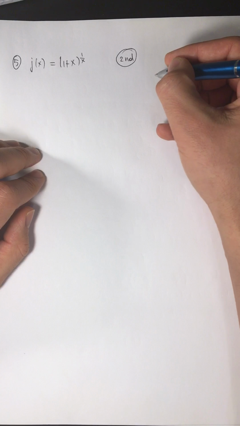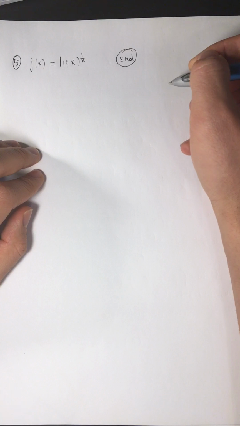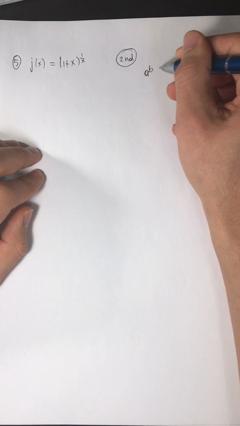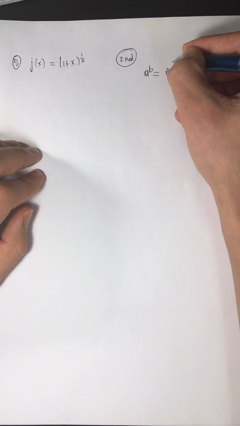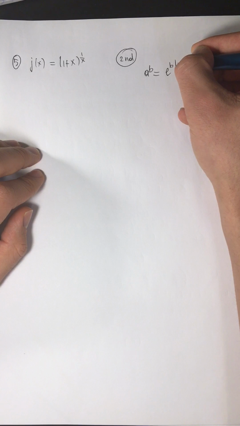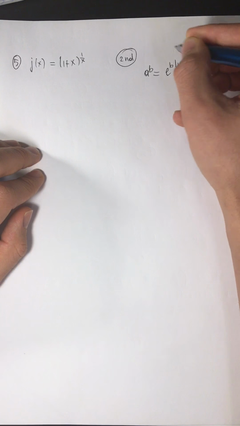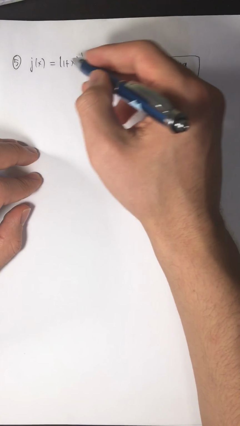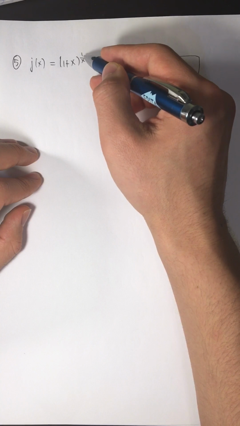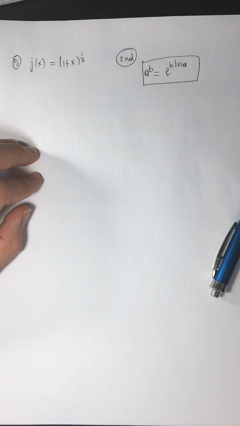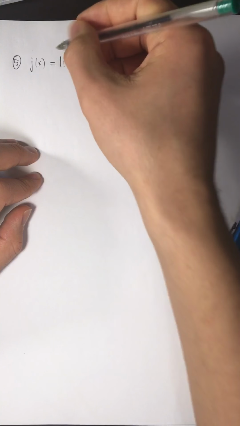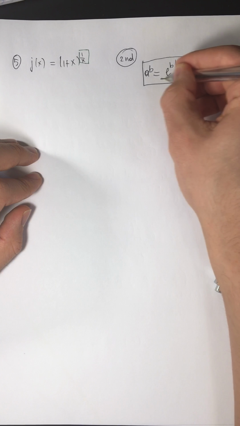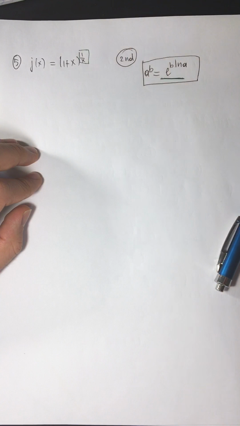Before we solve this, I want you to memorize this formula. If you have a to the b, it's equal to e to the b ln a. This is one of the formulas we'll be using in this problem. In this question we have 1 plus x to the 1 over x. In the power, what do you see? Do you see x? No, it's not x, it's 1 over x. Because it's 1 over x, we will be using this formula. It's important, it's because of the power.